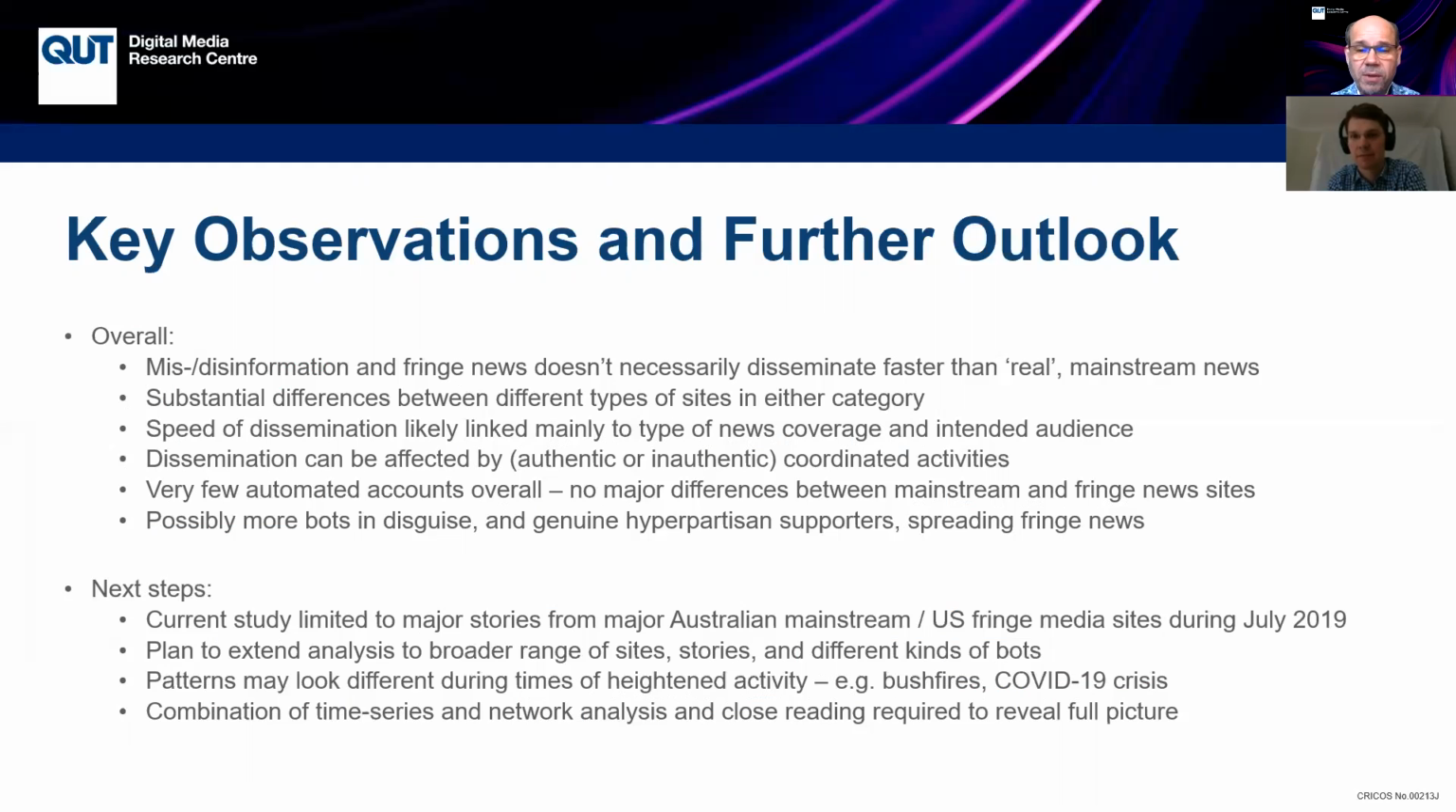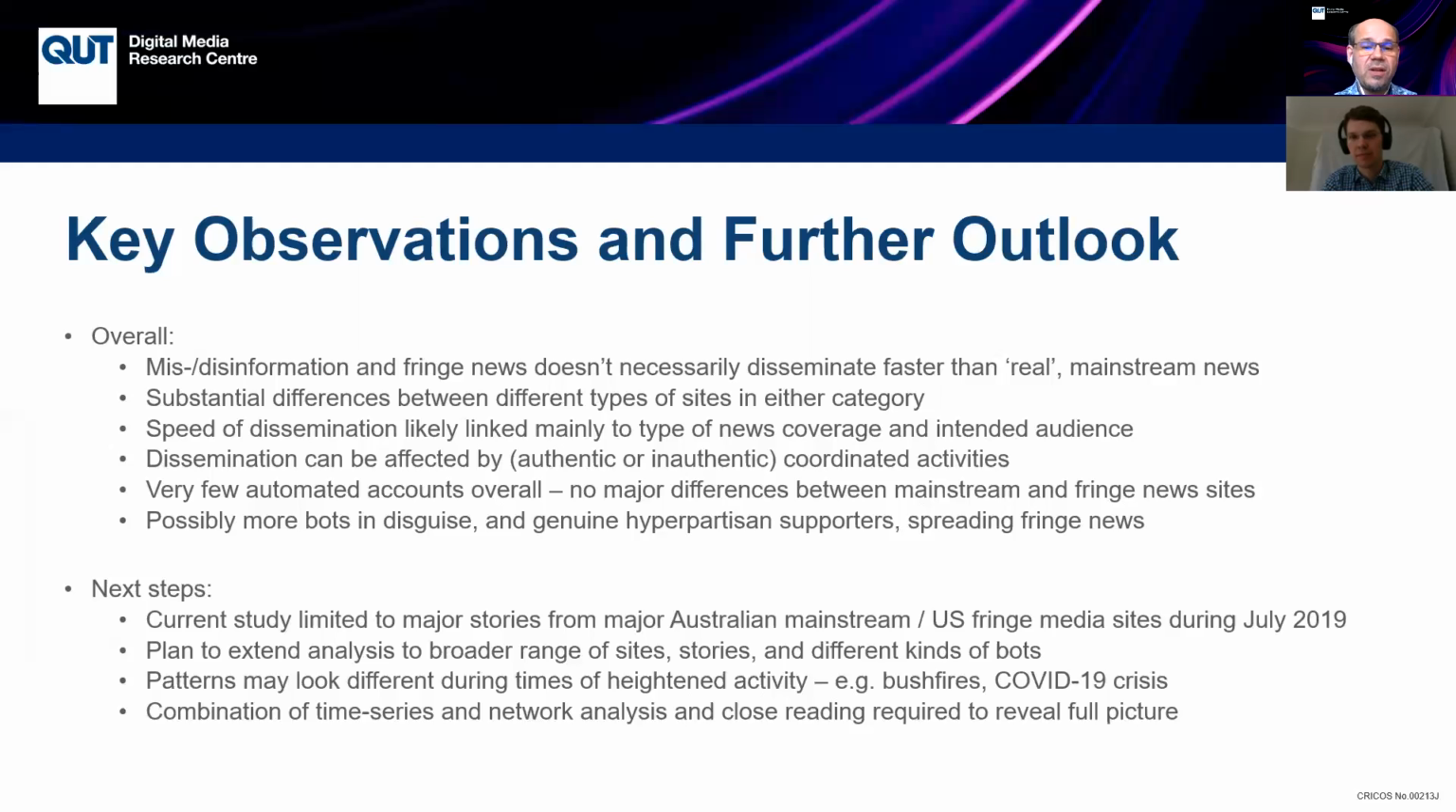Of course, as I said, there is some evidence of perhaps authentic or inauthentic coordinated activity, but again, we're not finding very many automated accounts at all. And there are no real differences between mainstream and fringe sites here. If fringe news do disseminate at times more quickly, then that might be perhaps because there are some bots there that typical bot detection algorithms don't detect, or in fact that genuine hyperpartisan supporters are actually very active and very committed to spreading news from their favorite sites as well. But that also, of course, might apply to some mainstream news sites that have very strong supporting communities.